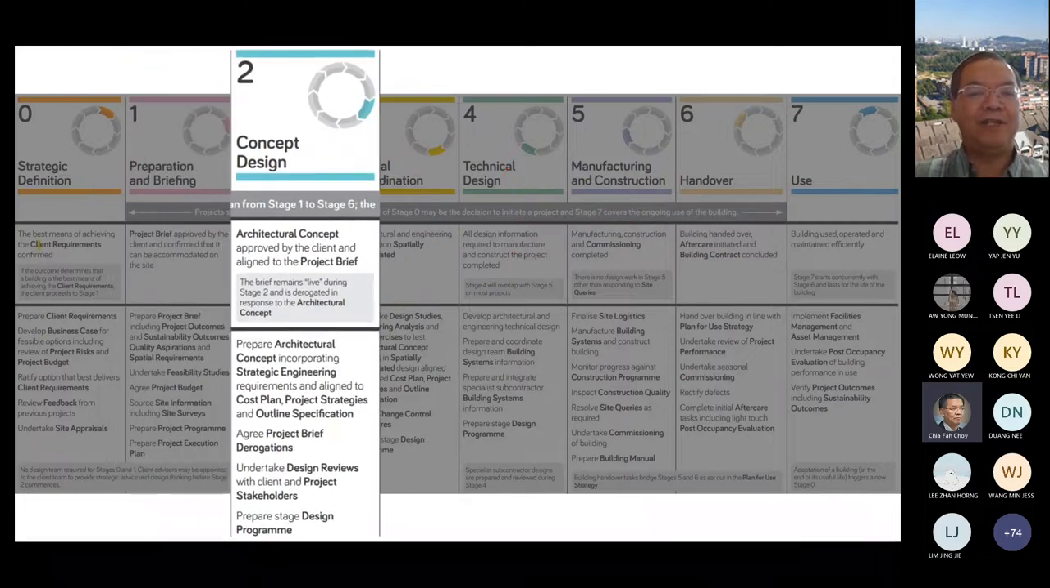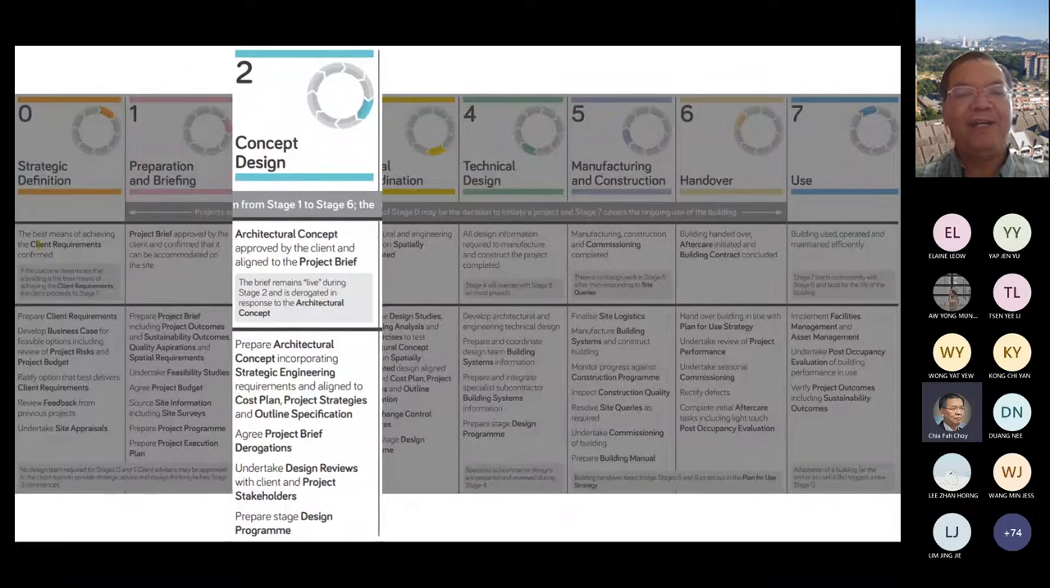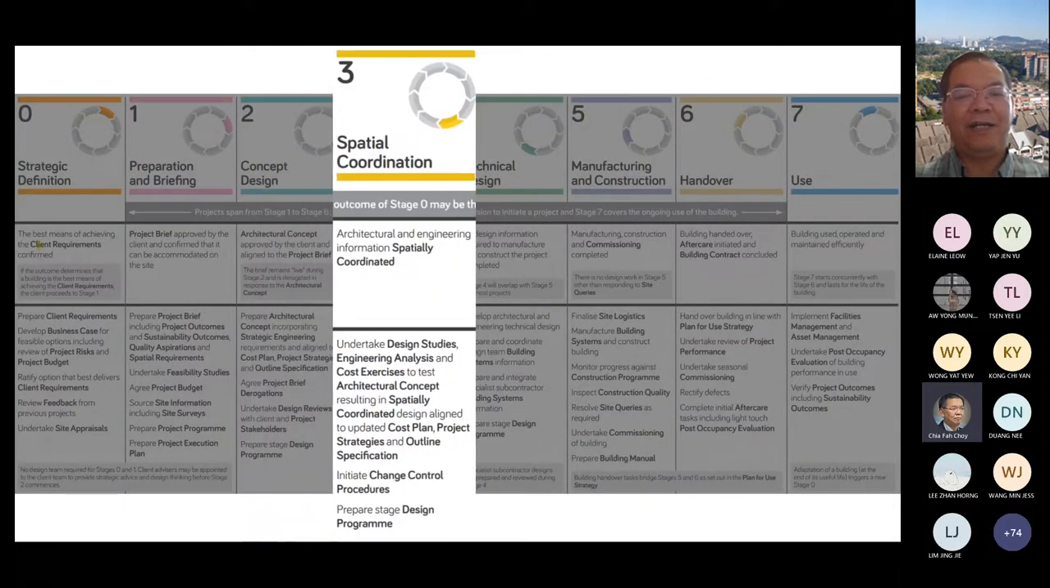Then when you come to conceptual design, your project brief will become more detailed. And you start using things like the cost plan to monitor or control the budget for the project work. And when you come to spatial considerations, your design of the building is more firm. So in this case, probably you are moving to LOD 300.